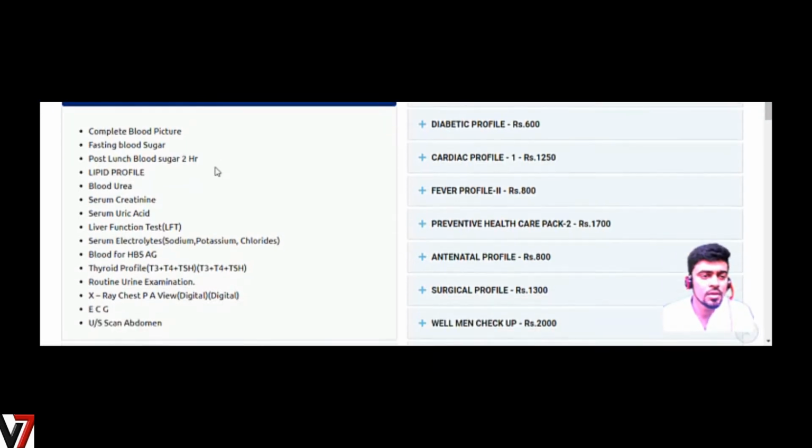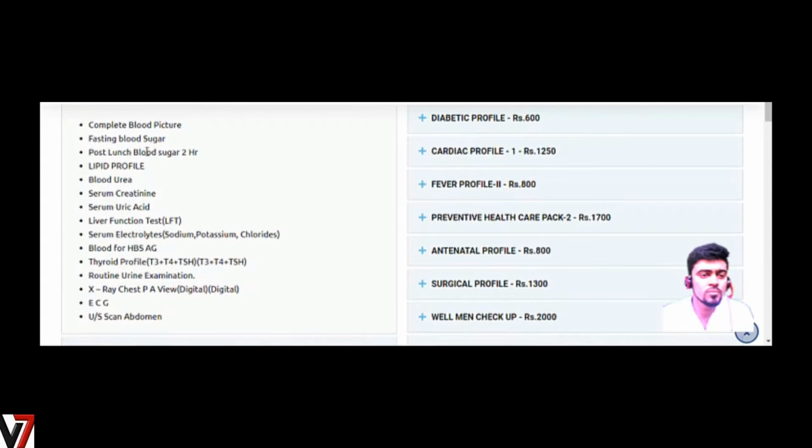and fasting blood sugar and postprandial blood sugar are related to blood sugar, and lipid profile is related to your fat profile. Lipids means fat, so it will give you your fat profile, like high density and low density levels and triglycerides. Blood urea, serum creatinine and serum uric acid are related to the kidneys, and liver function test shows how your liver is functioning, as the liver is a very important organ in our body.